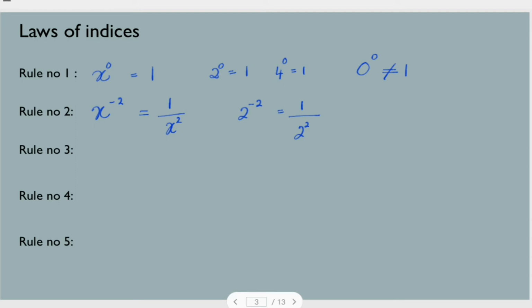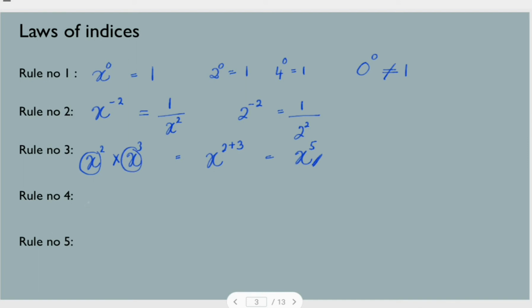Third rule is on multiplication. So let's take x to the power 2 multiplied by x to the power 3. Instead of multiplying the values together, you can add the two indices together. So your answer would be x to the power 5. In order to apply this rule, make sure your bases are equal to each other.